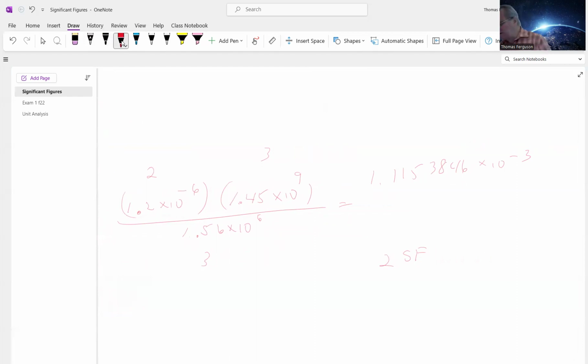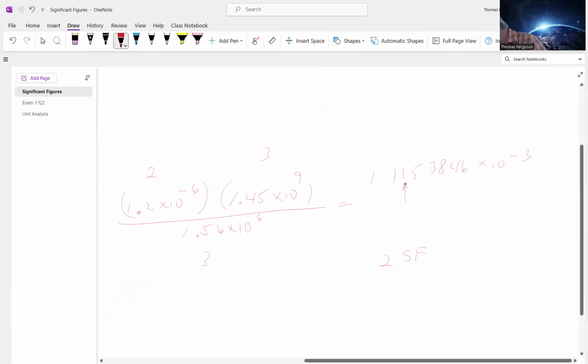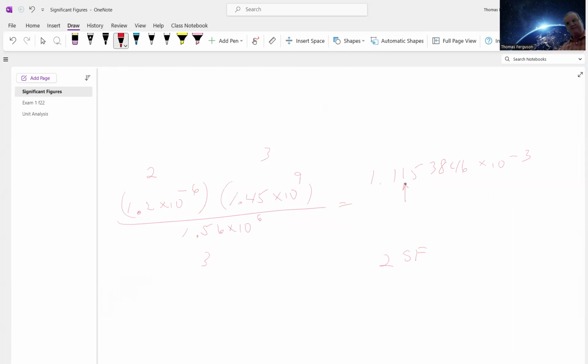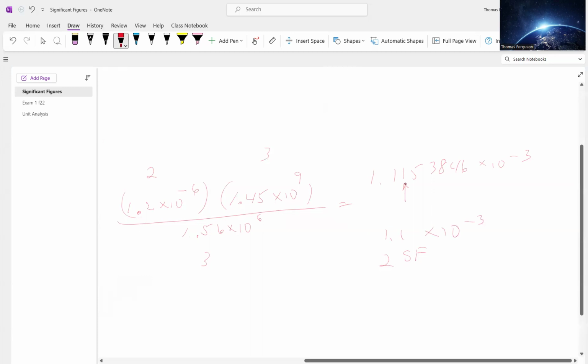I need two sig figs. So I go to the third place. It doesn't matter, again, I want to emphasize this, does not matter what is behind it. It could have 29 numbers there. It doesn't really matter. The only one that's important is the third place because that determines the second sig fig. So we're looking at 1.1 times 10 to the minus 3.